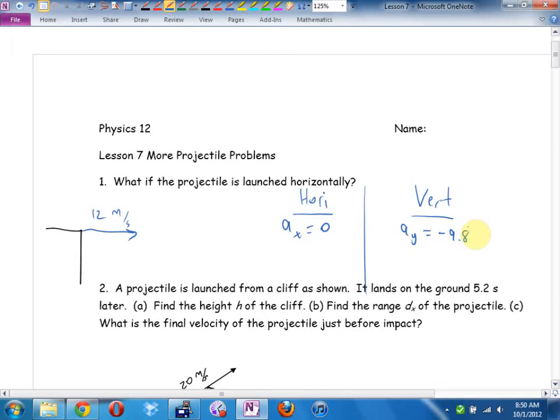What's VY initial? Yeah, this one bugs students. VY initial is 0. They want to put the 12 in there because they're like, well, there's no velocity, I'll use the 12. No, you can't put a horizontal into a vertical column. Don't you dare. It's 0. It actually makes some stuff cancel, makes your equation much nicer. Vx would be 12.